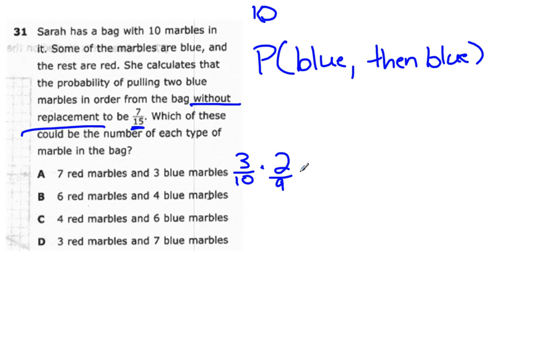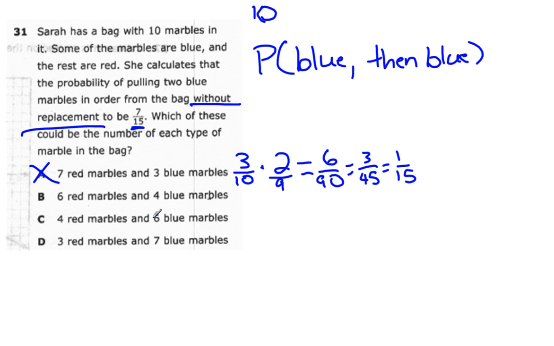So we multiply this out, we get 6 over 90. We simplify that, we can simplify this all the way down. 3 out of 45, which simplifies to 1 out of 15. So that's not it, because we want 7 out of 15. And actually, if we look at it, 1/15, that's nowhere even close to this. So we're gonna need a lot more blue marbles.